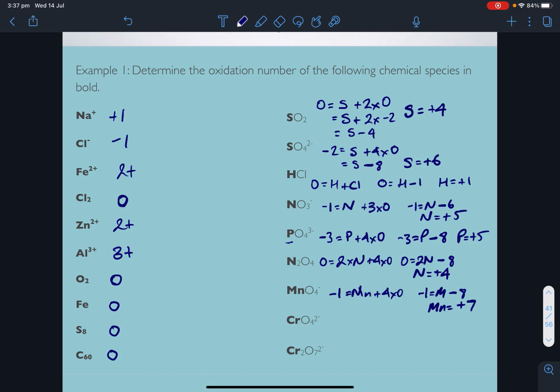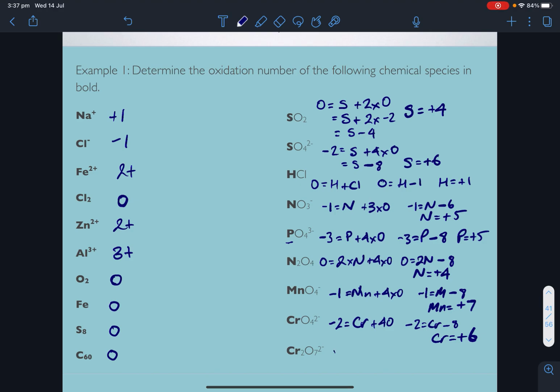Chromate is the next one. So -2, because that's the charge of the ion. Chromium plus 4 oxygens. -2 equals chromium minus 8. Chromium is 6+. That is the very toxic chromium. Is it? Let me remember. I don't think it is. I think it's the next one. Dichromate is the terrible one.